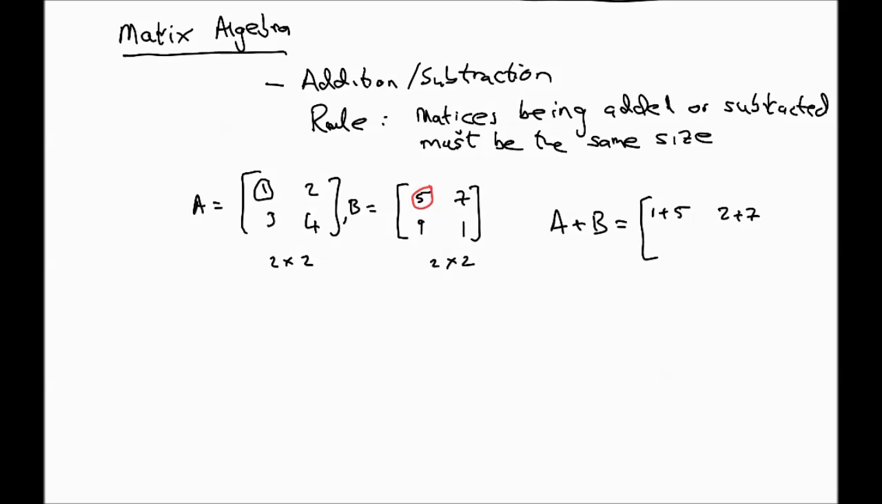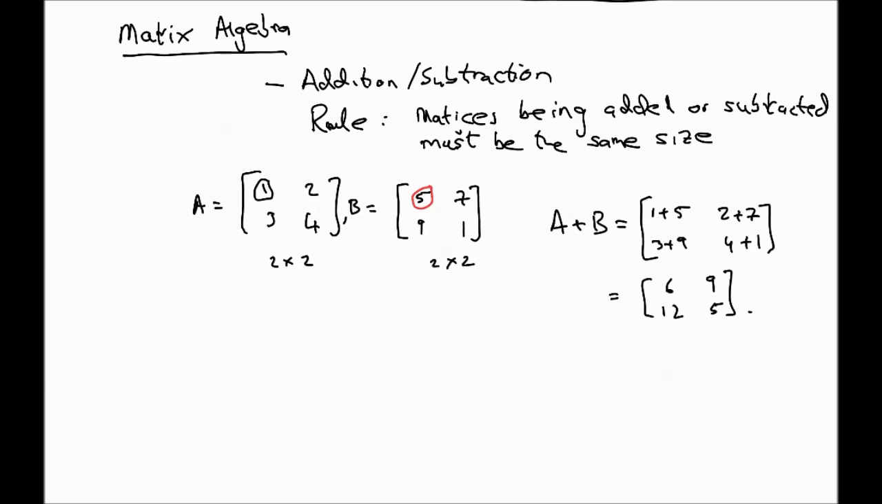Okay? Then 3 plus 9. The corresponding element in the two matrices, 4 plus 1. Okay, so it's equal to 6, 9, 12, 5. So that's the sum of the matrix.